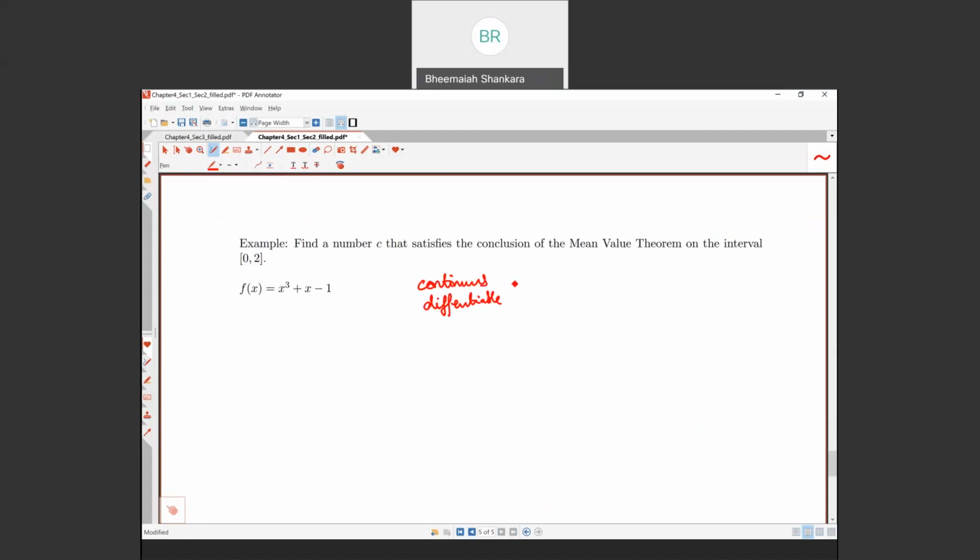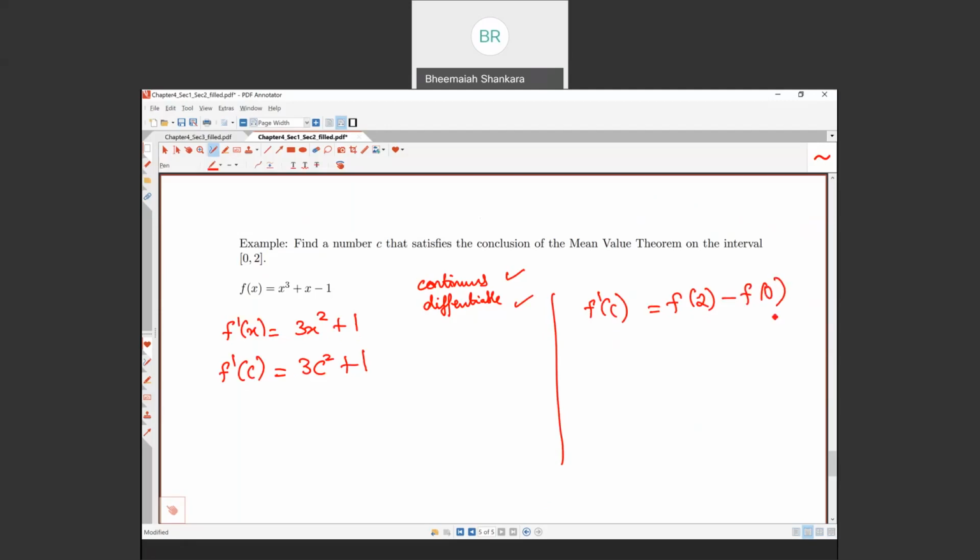So having known that the function is continuous and differentiable, you would find the derivative f prime, which is 3x squared plus 1. Then you calculate the derivative at the point c, so you will write this as 3c squared plus 1. But now you want to calculate the value of c before you proceed. So from the mean value theorem, you're going to write f prime of c is the value of the function at the endpoints, f(2) minus f(0), divided by 2 minus 0.